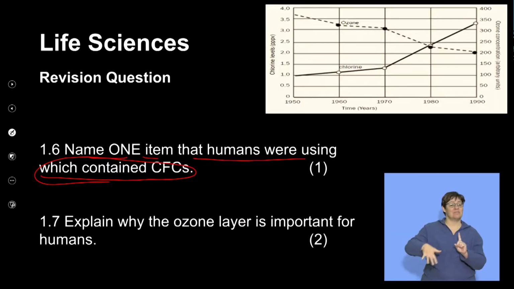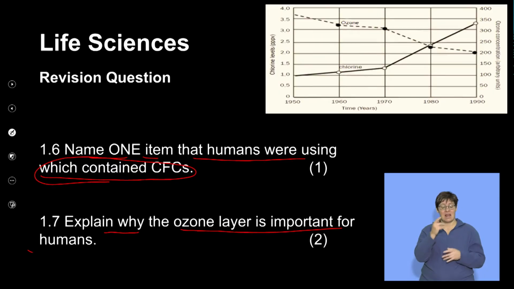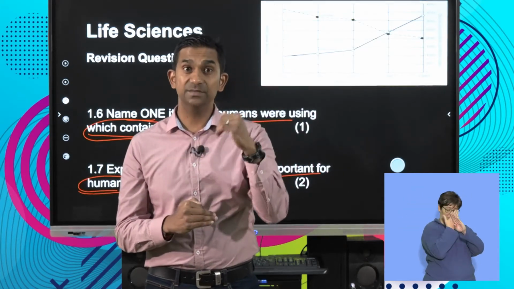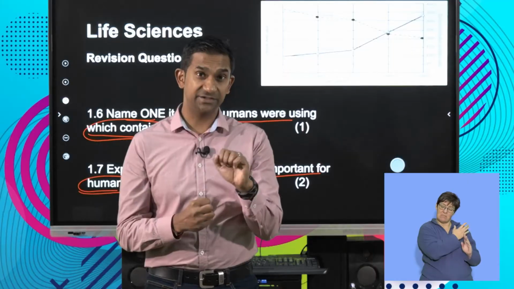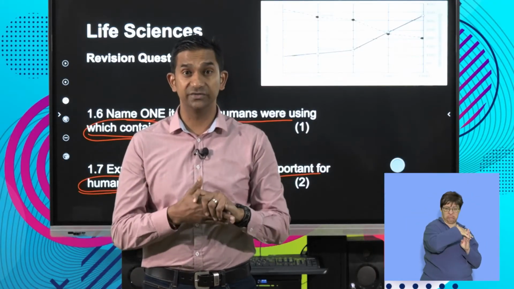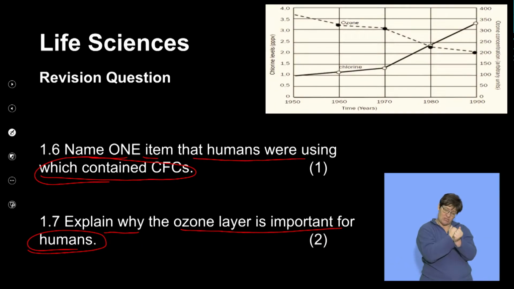Okay. And finally, explain why the ozone layer is important for humans. And guys, as we unpack that, the ozone layer is an important layer that prevents the harmful ultraviolet radiation that comes through the radiant energy from the sun. It's able to filter that out and cut out the harsh UV radiation. And so it plays an important role in reducing the UV radiation that humans are exposed to. So that's an important filter that we discuss.